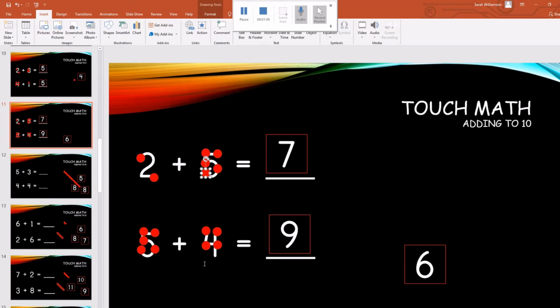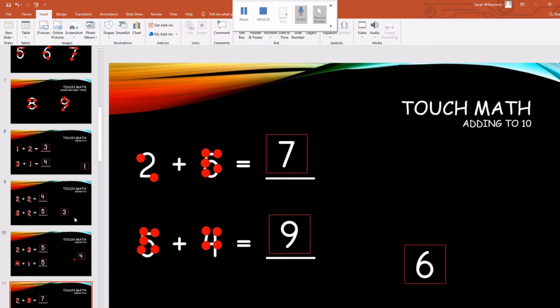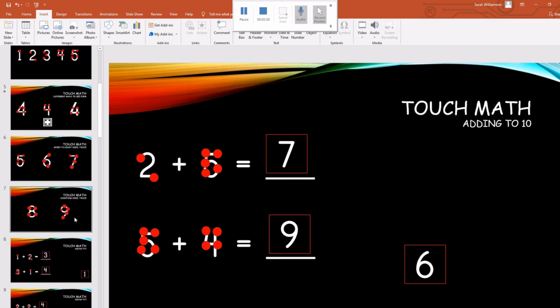All right, let's do our next one. These are practice ones, and then we're going to go on to some other things, okay? But for right now, we're going to do these practice ones. Here we go. This is 5 plus 4. Ready? 1, 2, 3, 4, 5, 6, 7, 8, 9. And the answer is 9.